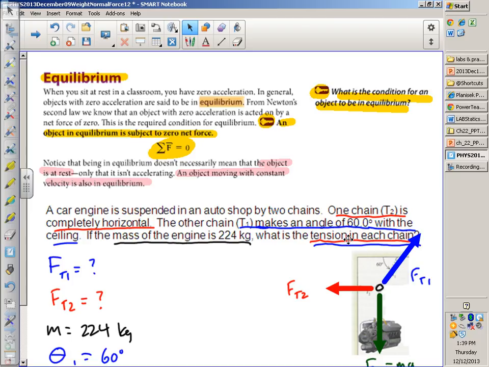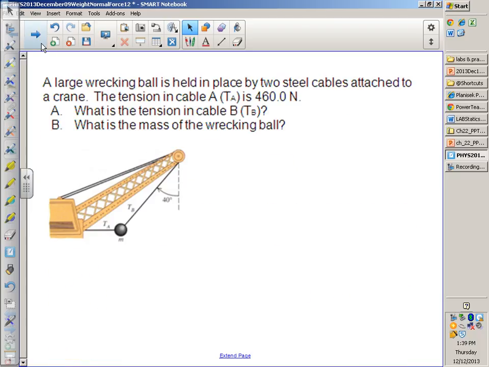On Tuesday, we started working a problem dealing with equilibrium, but we didn't get all the way through that problem. We talked about this problem where this engine was hanging in the auto shop, but we didn't get all the way through it. So what I want to do is the next one at the bottom of that page that has this crane and this wrecking ball.